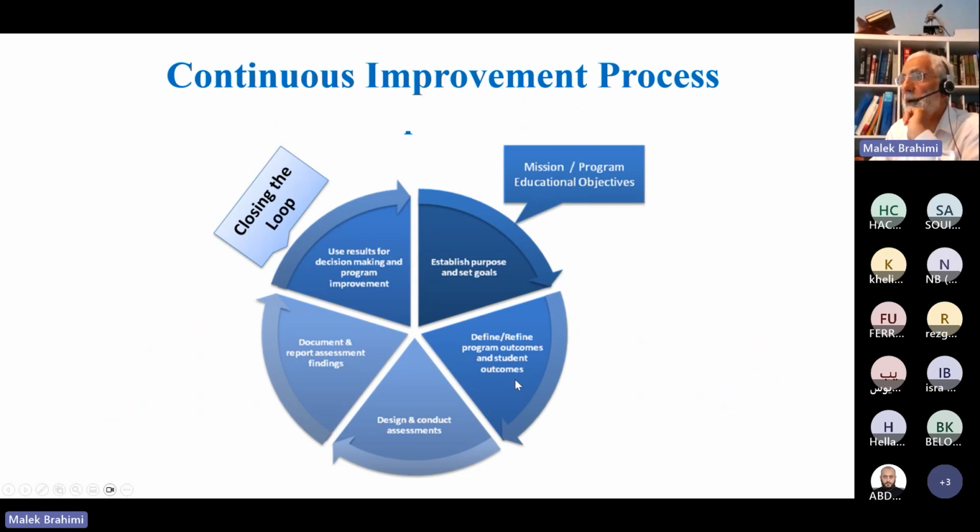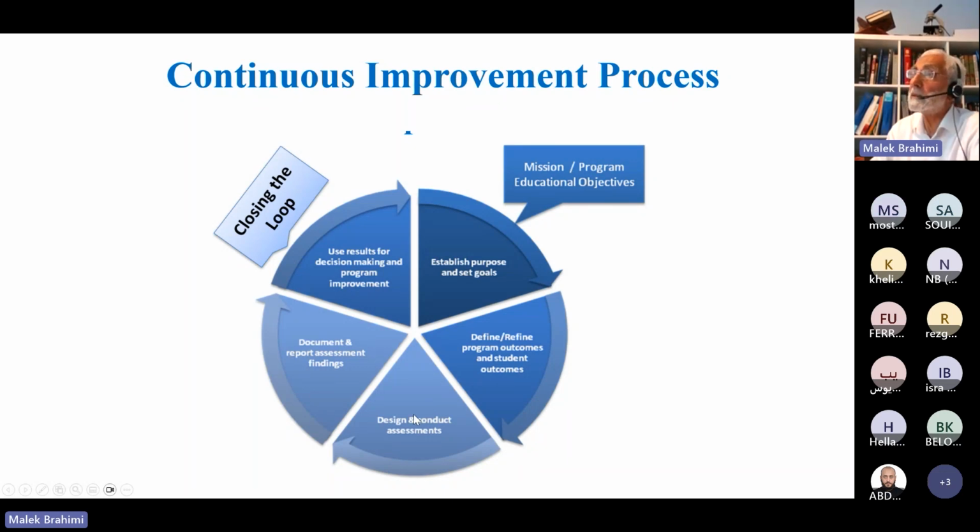When we define and revise the student outcomes, then you design and conduct assessment. Very important heading. You design, of course, the faculty. Who's going to do that? Design assessment. Assess what? They assess the skills. How do student outcomes? They're going to assess them, evaluate them.